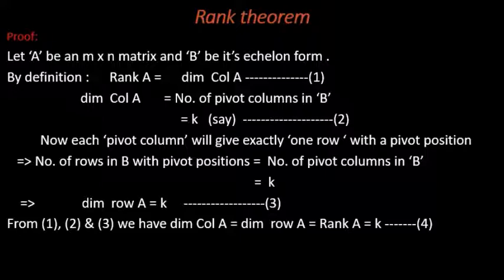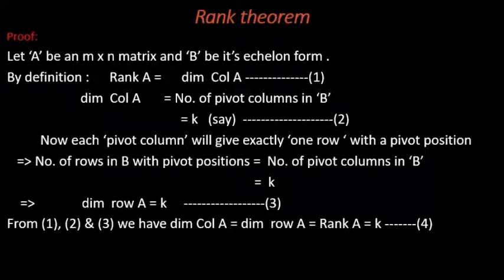So if you have a pivot column, then correspondingly it will give you one row with a pivot position. What do you mean by that? It implies number of rows in B with pivot positions is equal to number of pivot columns in B. That is, in B, however many rows there are with pivot positions, there will be that many pivot columns. So we can say number of rows in B with pivot positions is equal to k, because number of pivot columns, we supposed it as k.